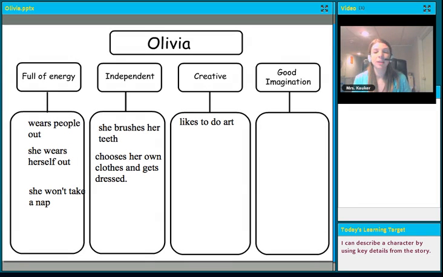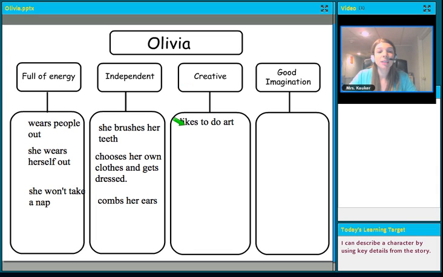Okay. So did we write these things in our journal? Sorry, I forgot to tell you to. Maybe pick one of those and write it. She brushes her teeth. Can you put that in your journal that proves that she is independent? She chooses her own clothes and gets dressed. And she combs her ears. Very good. We're really describing Olivia well.